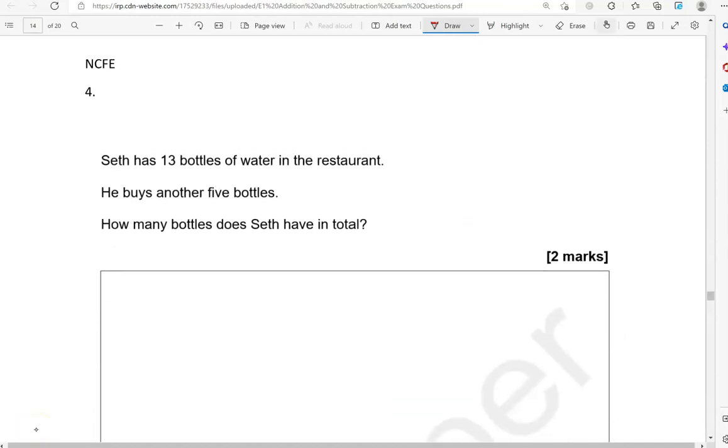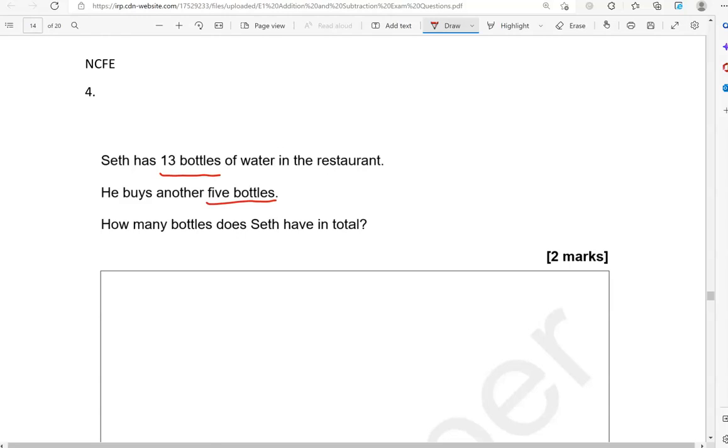Seth has 13 bottles of water in the restaurant. He buys another 5 bottles. So another 5 means adding 5. So 13 add 5. How many bottles does Seth have in total?